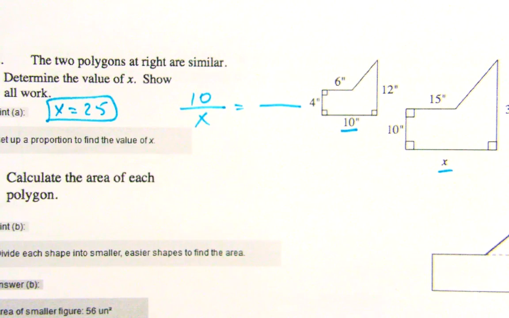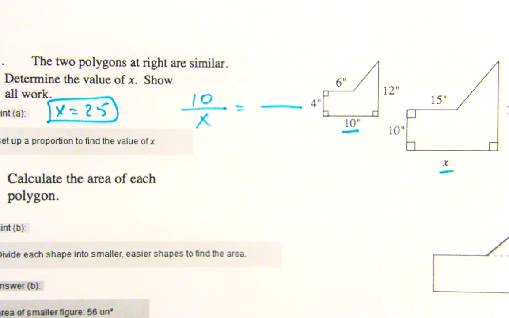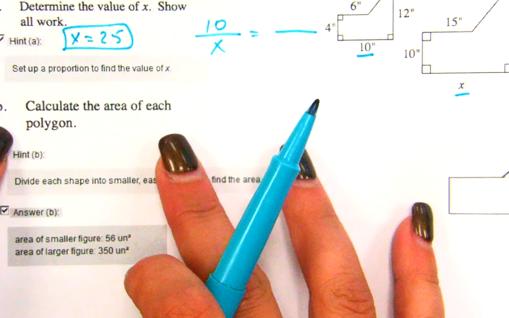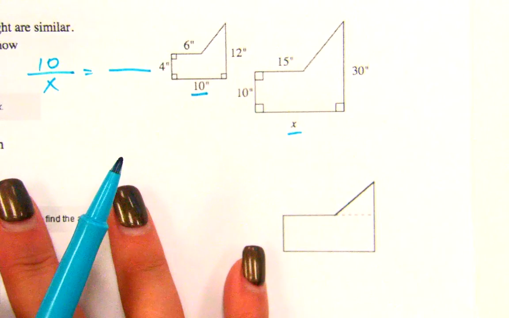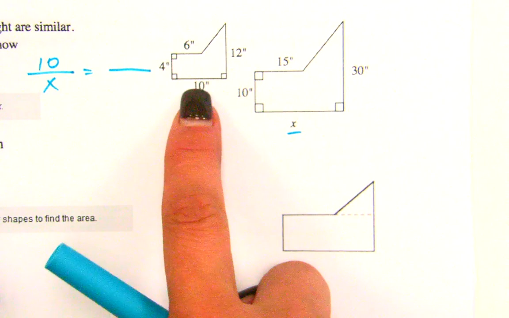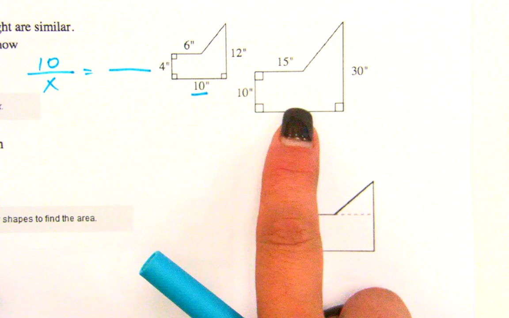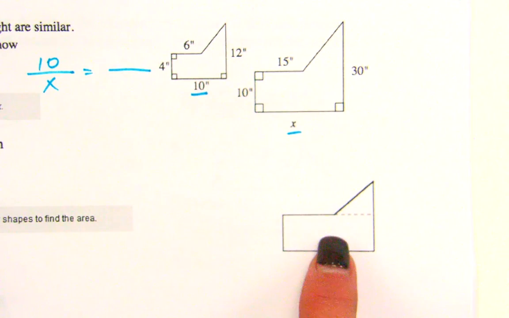Okay, so just check your work. If you didn't get that, you might not be using the right numbers, but you should be using a 10 and an x, that's for sure. Okay, calculate the area of each polygon. So I'm going to show you how to calculate the area for the small one, and then you have to do the big one on your own.